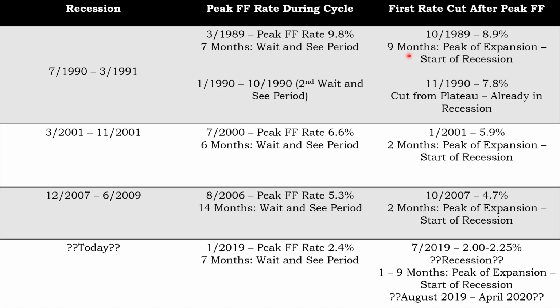But if we're just simply looking at this data regarding the federal funds rate, we're saying, well, anywhere from 1 to 9 months is where we're going to hit the peak of this business cycle, which you have to understand, folks, is the longest expansion in U.S. history. The longest in U.S. history. Okay, so 1 to 9 months, we could have hit it in August of 2019, or we could go out to April of 2020.